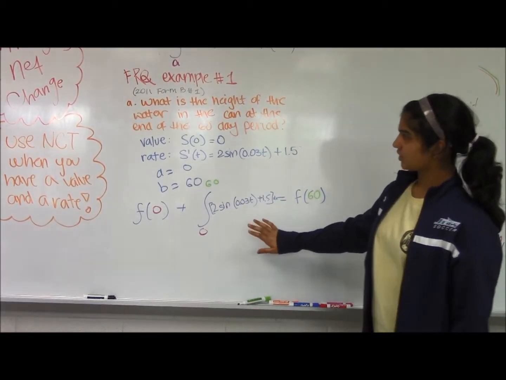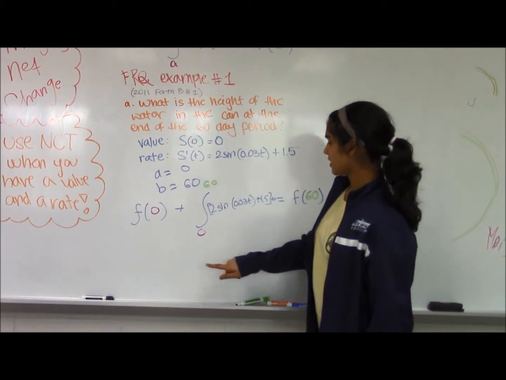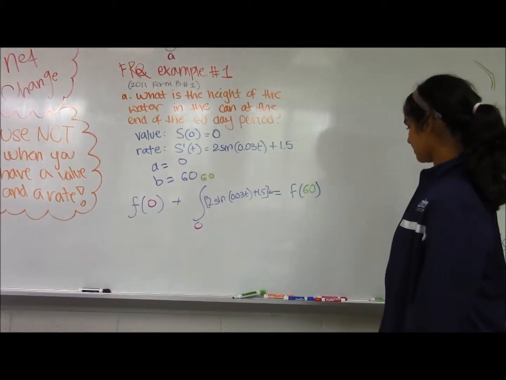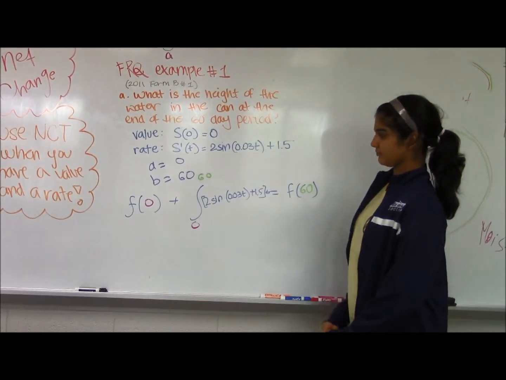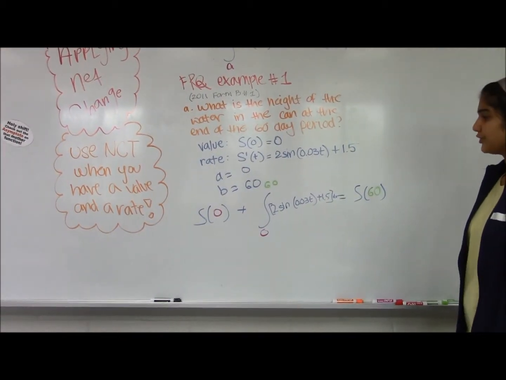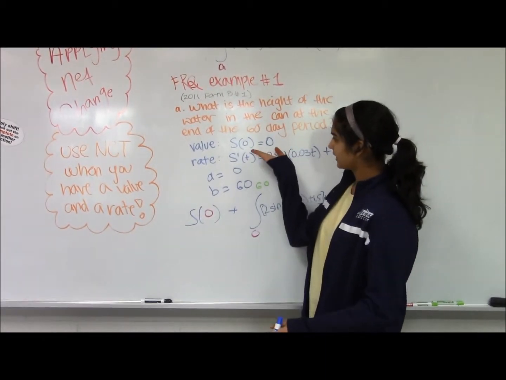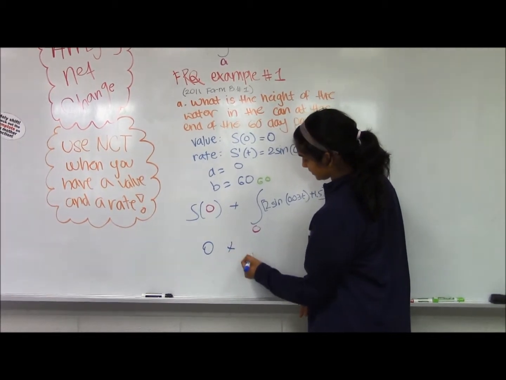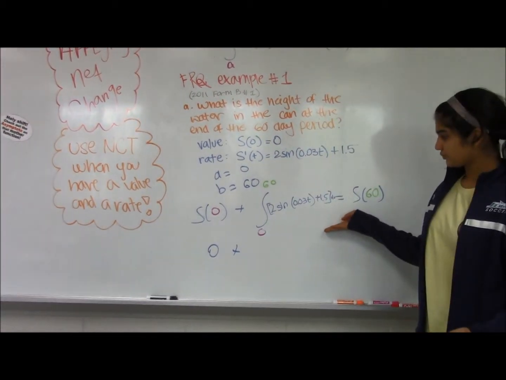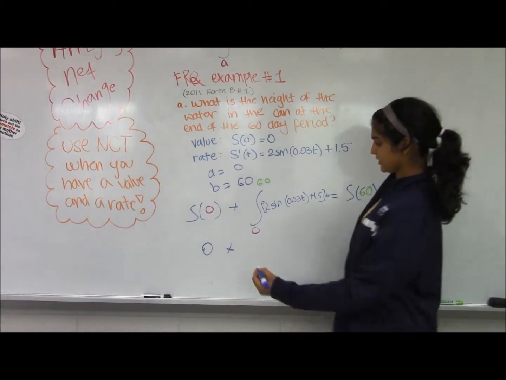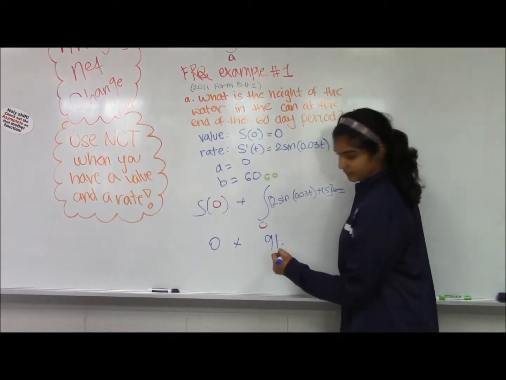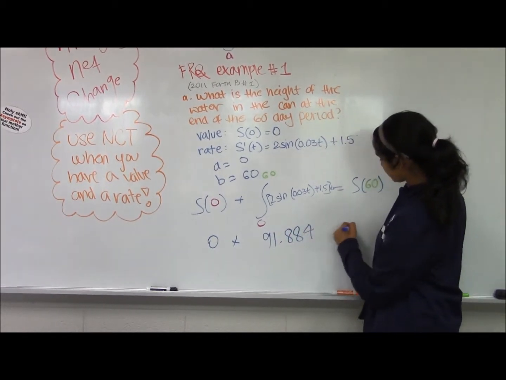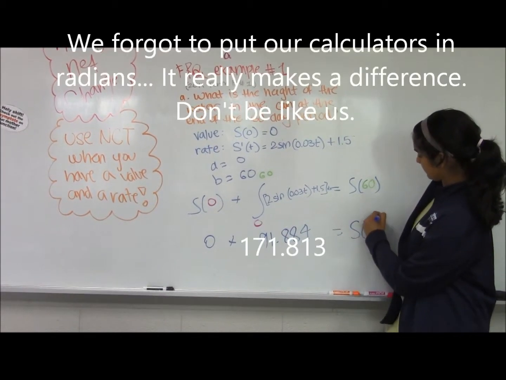And since this is a calculator active problem, you can just plug this into your calculator and have it find the antiderivative for you. So you know that s of 0 equals 0 because that is the initial value given to you. So it's 0, and then it's plus this integral, which I've solved, and I have discovered that the answer is 91.884. And this all equals s of 60.